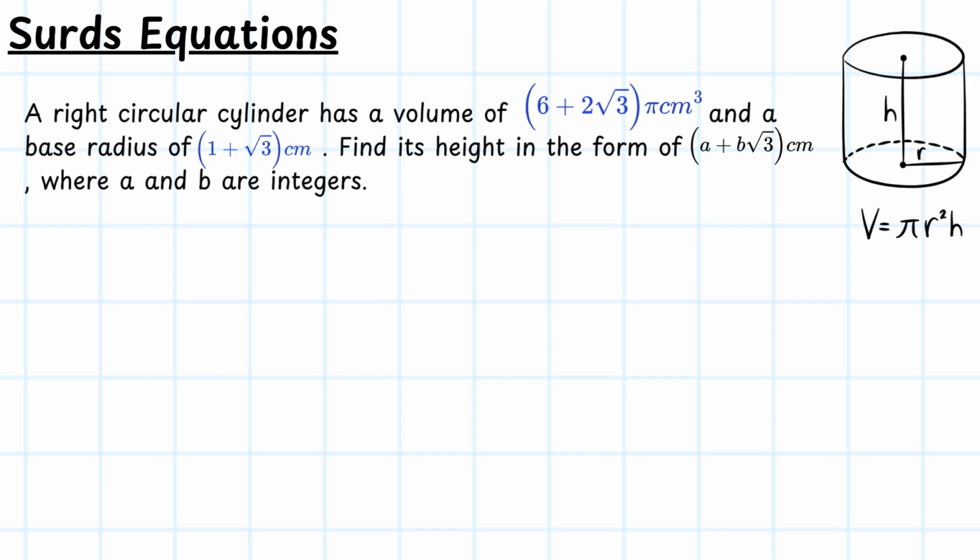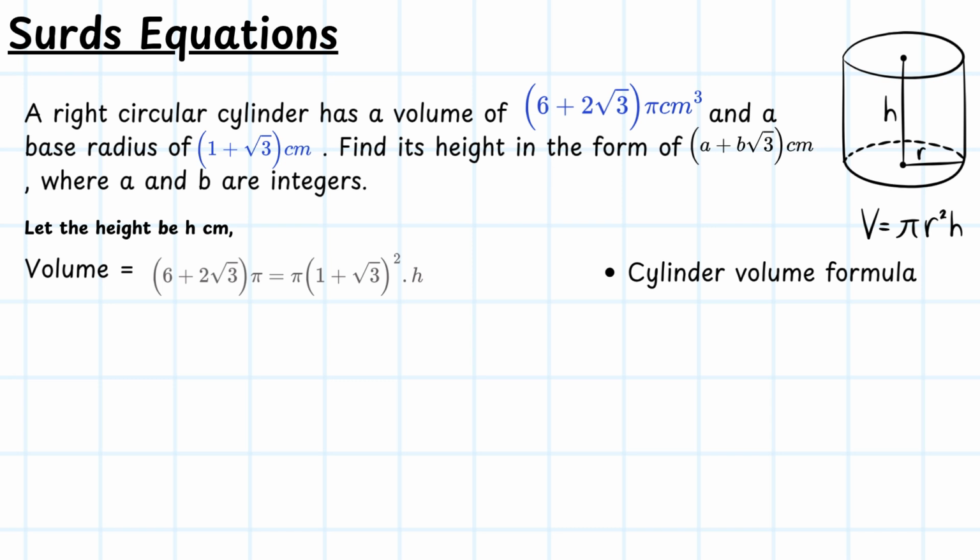This question gives us a cylinder with a circular base and a volume of 6 plus 2 root 3 pi cubic centimeters. The radius of the cylinder is 1 plus root 3 centimeters. Our task is to find its height. To solve this, we recall the formula for the volume of a cylinder, which is base area times height. This means we need to express the volume in terms of the given radius and solve for the height.